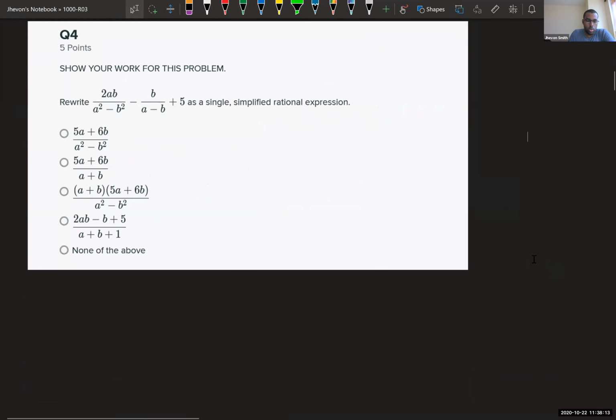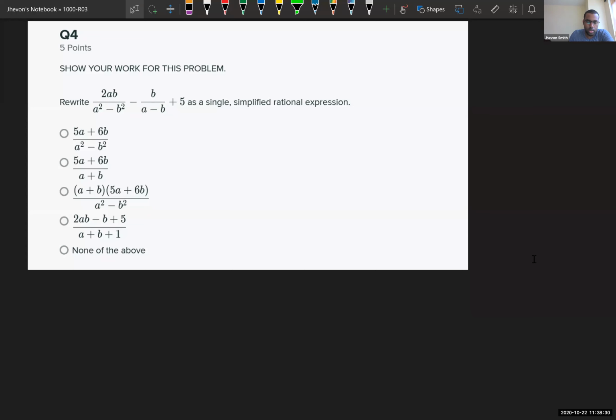Moving on to question 4. Well, technically it's question 3. Question 1 was the instructions and the honor code and all that stuff. So moving on to the third question technically, but it's actually Q4.